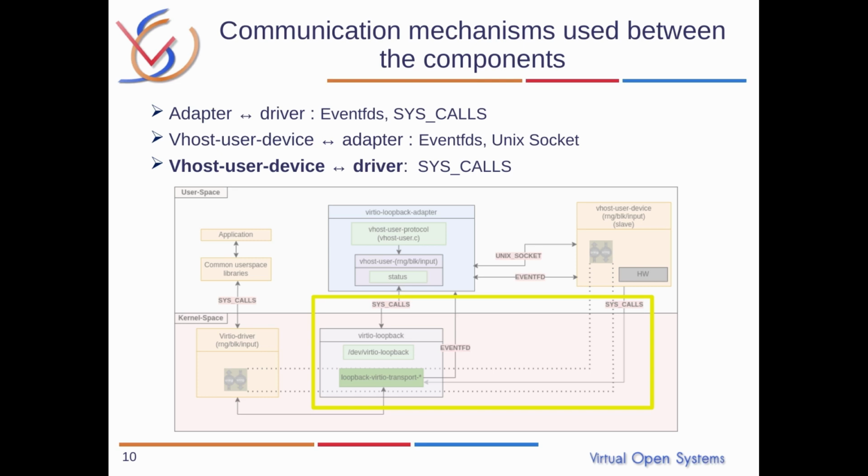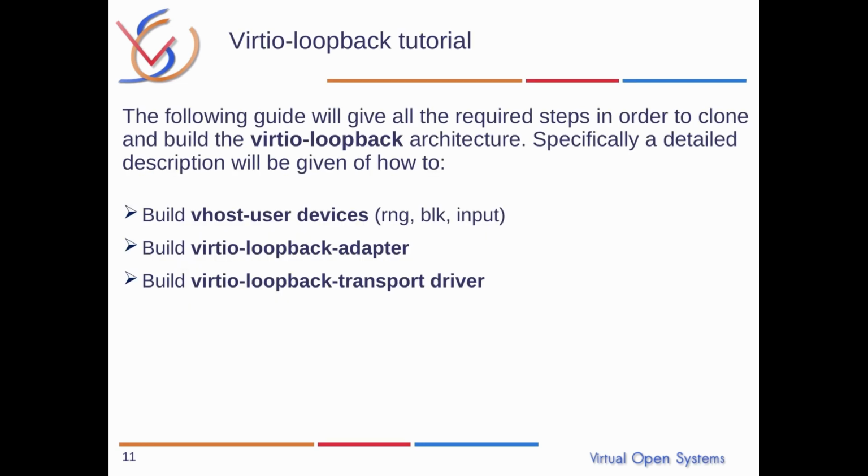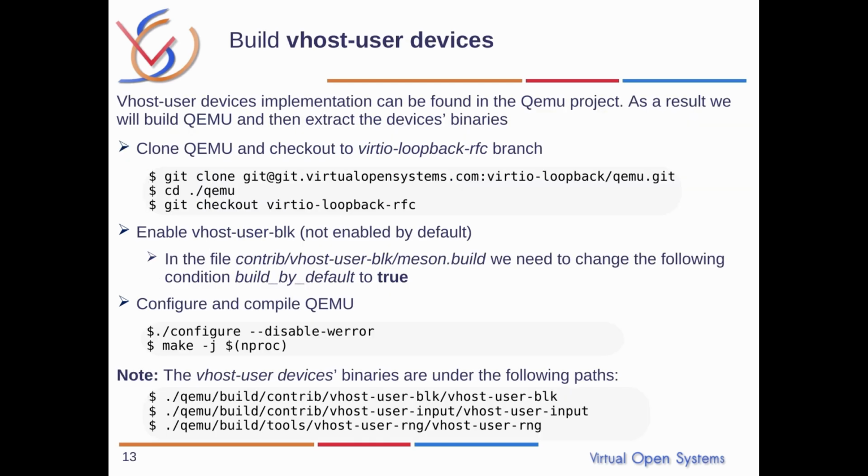We will continue by describing the building process of all the components. In the next slide we'll introduce a guide with all the required steps to clone and build all the Virtio-Loopback components. We will start with the building process of vhost-user devices such as RNG, BLK and input. The vhost-user device implementation can be found under the QEMU project. As a result, we are able to extract these binaries by just building the QEMU project.